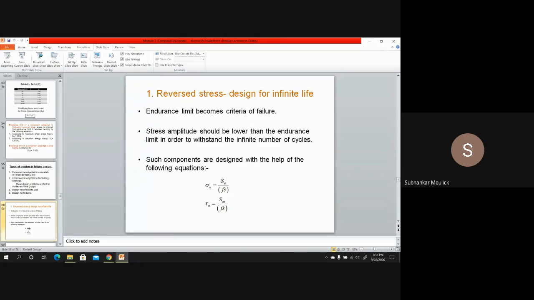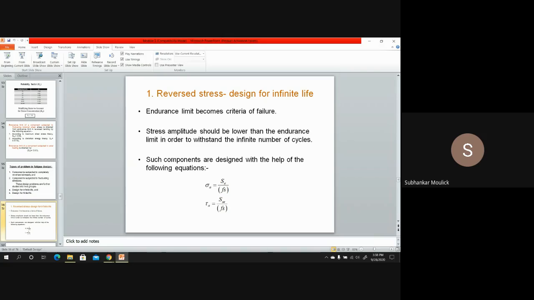For example, if there is a ductile material, I know the maximum limit of a ductile material is the yield strength or yield point. So whenever I am designing any ductile material, as a designer, I should keep the stress of the material below the yield point. Similarly, if I am designing any component for infinite life, I know that the component is failing by fatigue. That means the maximum limit of that component is the endurance limit.